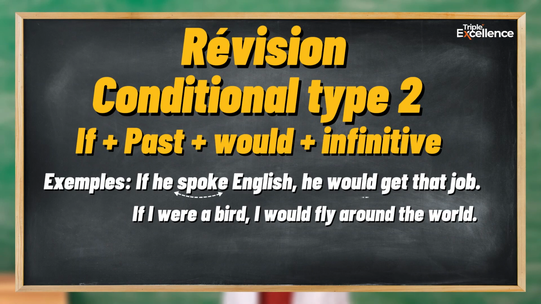If I were a bird, I would fly around the world. So you have here were, the past tense of the verb to be, the auxiliary to be. You never say if I was, no. You say I was in class yesterday. But when you associate if to the auxiliary to be in the first person singular, you say if I were. If I were a bird, I would fly around the world.